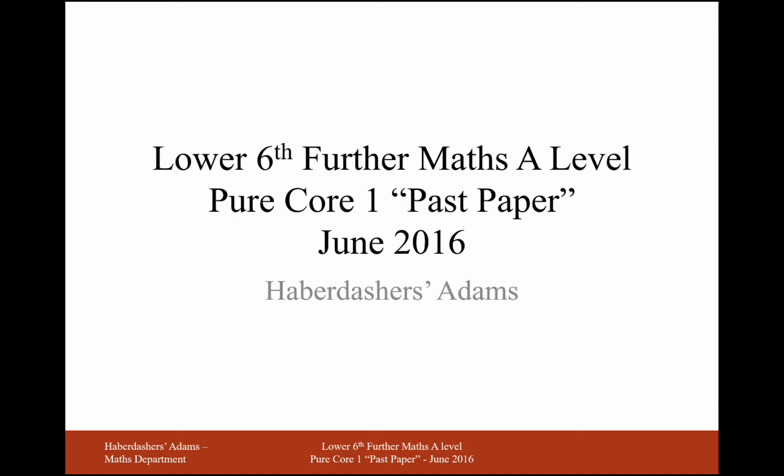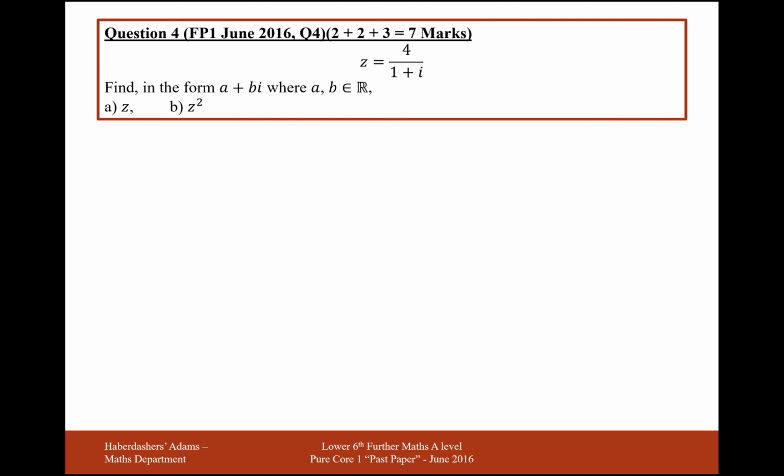Lower 6th Further Maths A-Level Pure Core 1 past paper, June 2016, and we have a complex numbers question from FP1, June 2016. So, first of all, we need to find, in the form a plus bi, the value for z, and z is 4 over 1 plus i. What we have to do here is a classic case of rationalising the denominator, or getting rid of the i's on the bottom of the fraction.